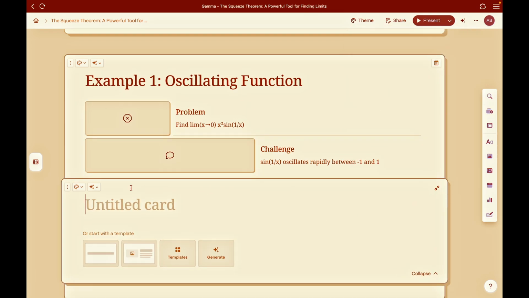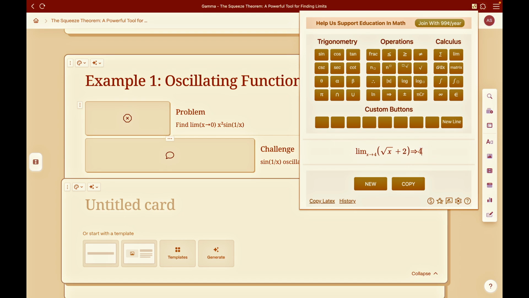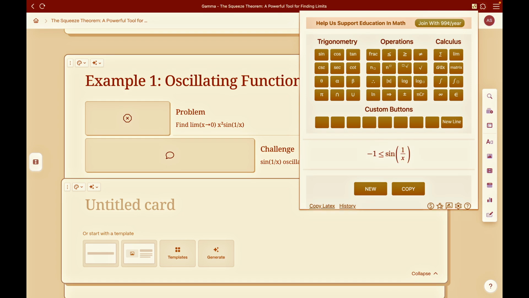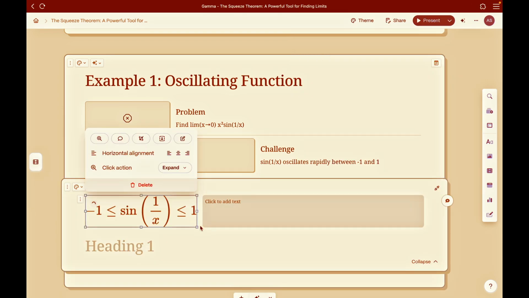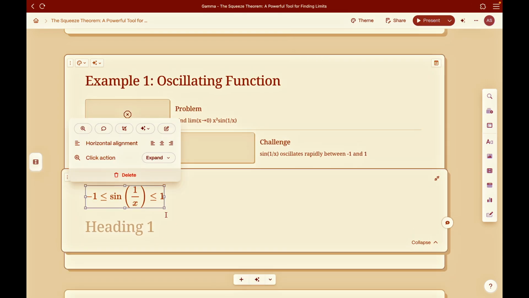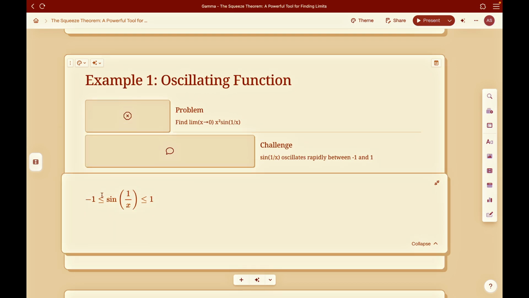So, if we start by saying it's bounded by -1 and 1, you can say -1 is less than or equal to sine of 1 over x, which is less than or equal to 1. This can be turned into something else, which we'll get onto in a few moments. But this is just using what we're given and putting it in an inequality.